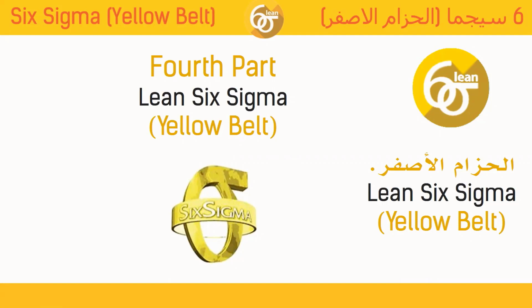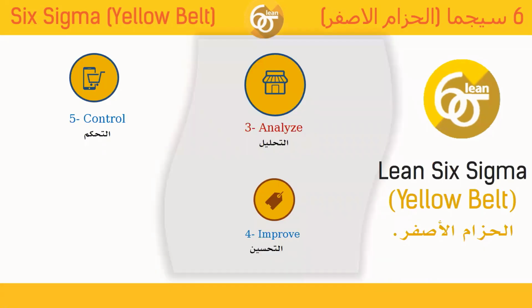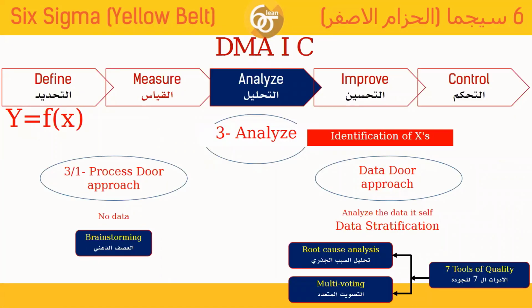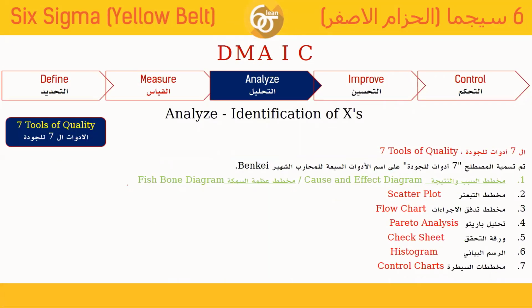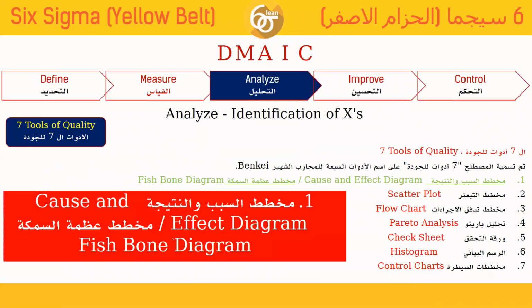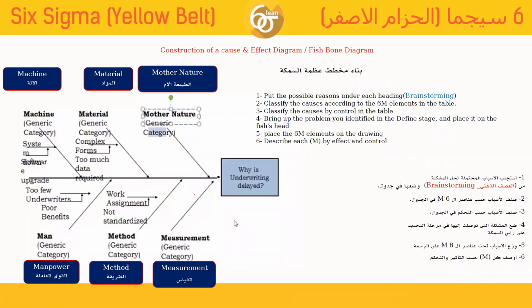Okay, last time we finished... which phase did we finish last time? Still, we are in the analyze phase. We are talking about the 7 tools of quality. From the 7 tools of quality, we spoke about only one, which is the fishbone diagram, and we saw it in the Excel sheet. This is how it looks like, and we saw how it's being built.